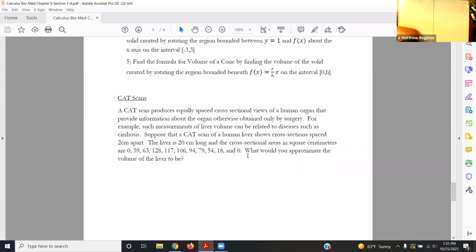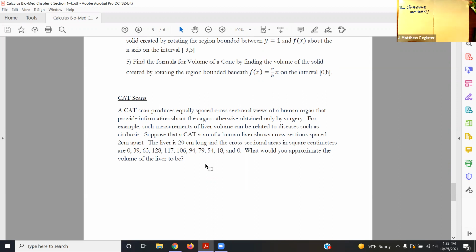And whether you do left or right, the zero is just going to cancel out anyways. And so that one will not matter. And so in order to calculate this, you would just take 2. And so the volume is 2 multiplied by the sum of all of those values, except for one of the endpoints. So 0 plus 39 plus 63 plus 128 plus 117 plus 106 plus 94 plus 79 plus 54 plus 18.